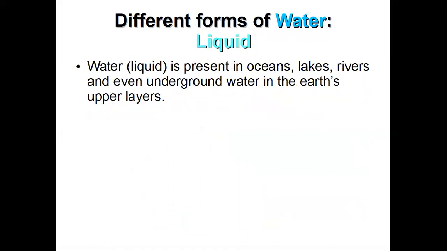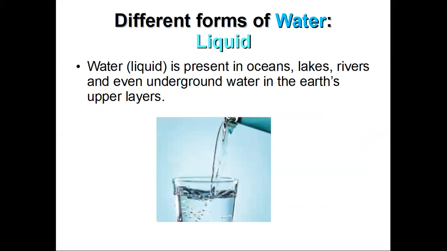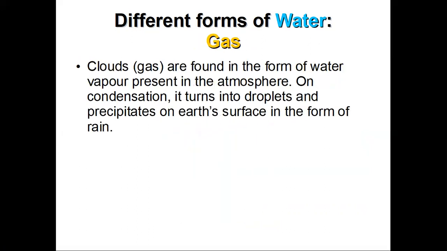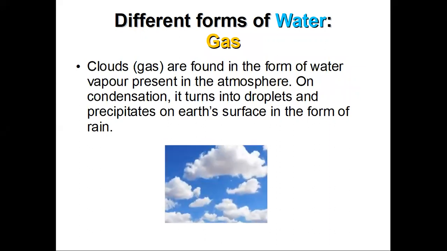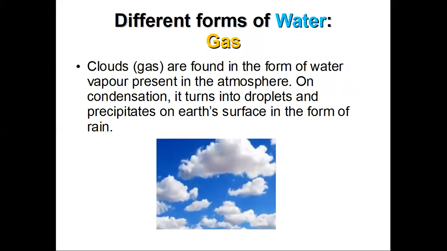The second form of water is liquid. Water is present in oceans, rivers, lakes, and even underground in the Earth's upper layers. The third form of water is gas. Clouds are found in the form of water vapor present in the atmosphere. On condensation, it turns into droplets and precipitates on Earth's surface in the form of rain. Remember this. We learned this in class 6.